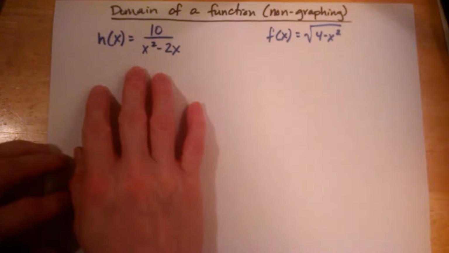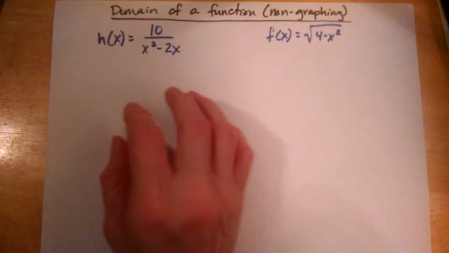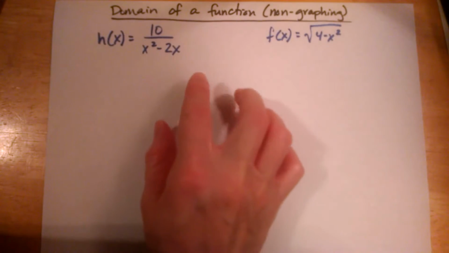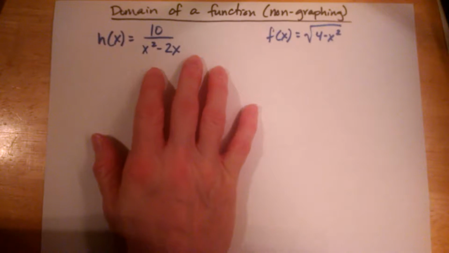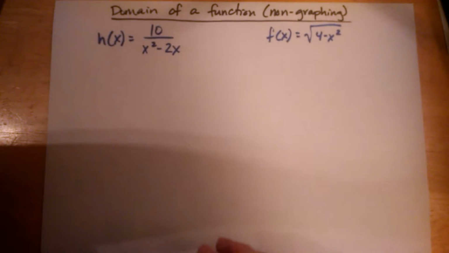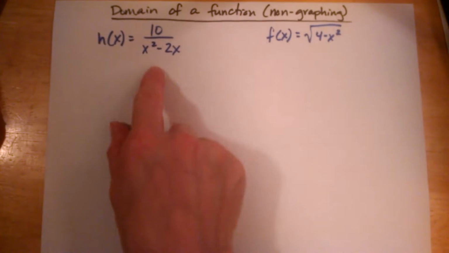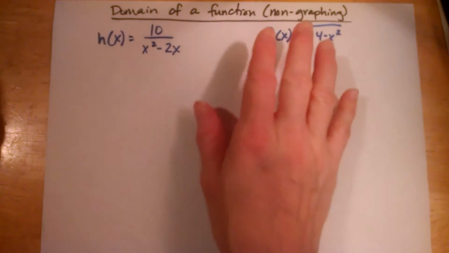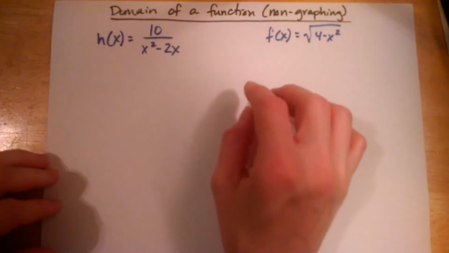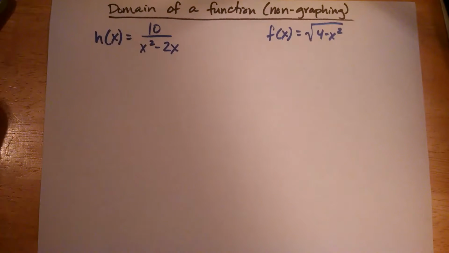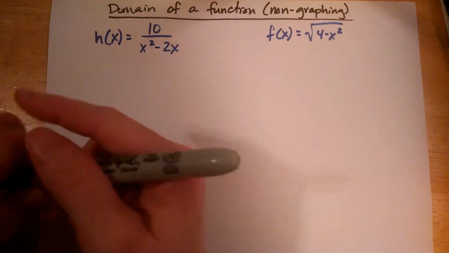Today we're going to talk about the domain of a function, non-graphing. So just looking at the functions as they are, we're going to determine the domain of the function. Okay, so let's see what we've got here. We've got h of x equals 10 over x squared minus 2, and we have f of x equals the square root of 4 minus x squared. Okay, so let's go ahead and work these out.